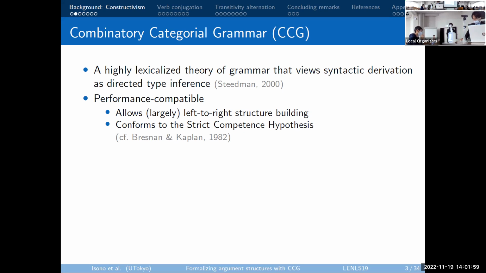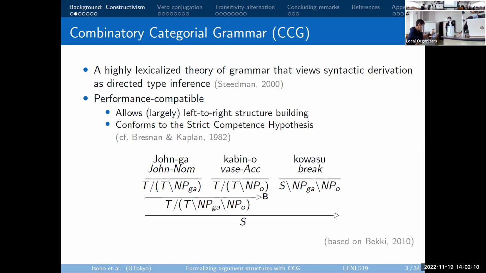It thus conforms to the strict competence hypothesis, which states that competence grammar is sufficient to provide structures that are used in real-time processing. This is an example of left to right analysis of a Japanese SOV sentence. John ga kabin o kowasu, John breaks the vase. As you can see, the subject and the object can be composed into one single constituent before the verb appears. And there is some psycholinguistic evidence that this kind of pre-verb composition actually takes place in our brain. And CCG can capture that observation.